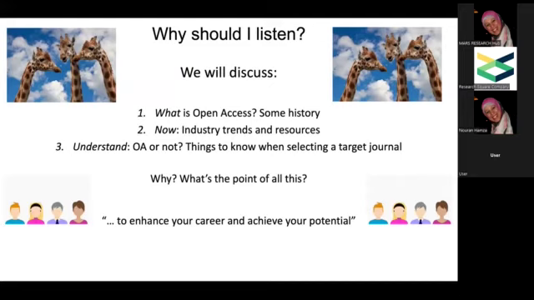So we're going to discuss this afternoon, this evening, open access, open research, give you a little bit of history around that. We're going to talk about some industry trends and some resources. And then we're going to talk about understanding open access publishing and a few things to know about when you start to think about selecting a target journal. Because when most people think about open research or open access, that equates for most people to the issue of journal selection, to the issue of journal choice.